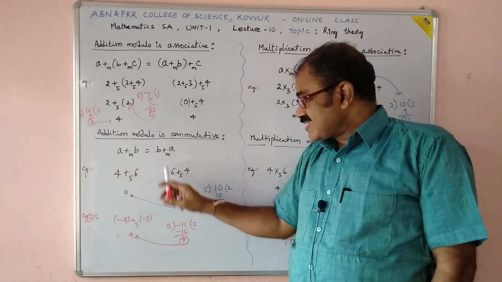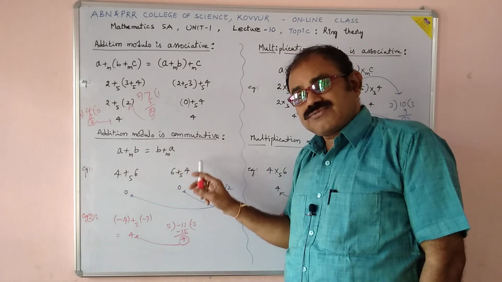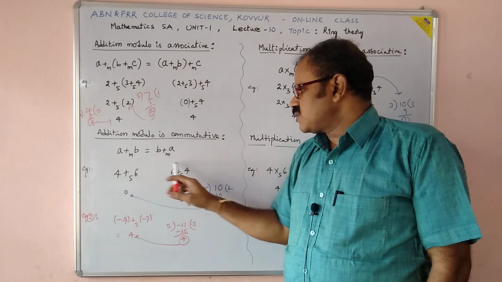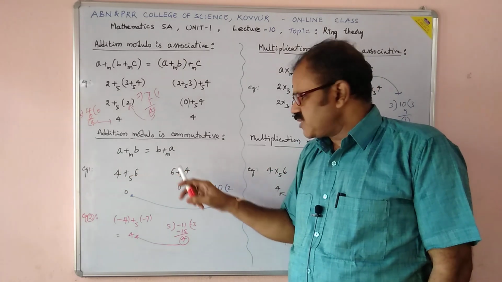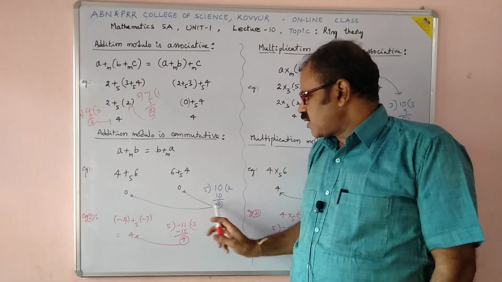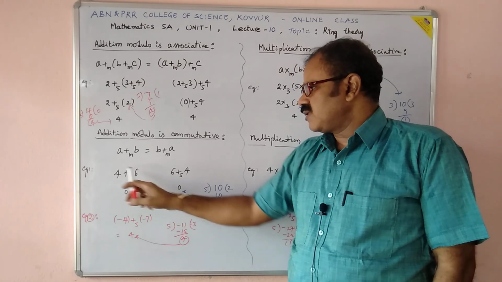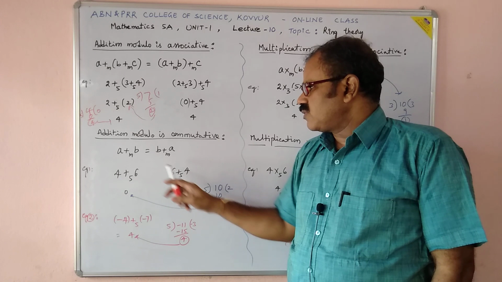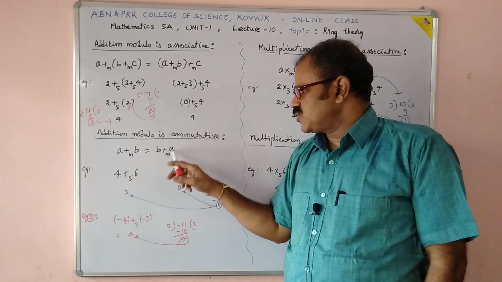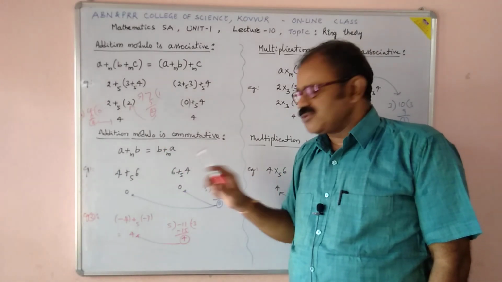What about 6 addition modulo 5 4? This is 4 addition modulo 5 6 and this is 6 addition modulo 5 4. Anyhow, we have to add 6 and 4. Here 4 plus 6, here 6 plus 4. The result is the same, 10. Dividing by 5, we get the remainder 0. So both are equal. The remainders here are equal. The sum is equal. Therefore A addition modulo m B is clearly equal to B addition modulo m A. Therefore addition modulo m is commutative.